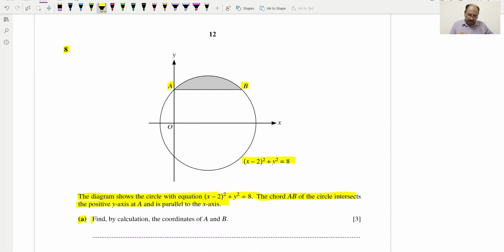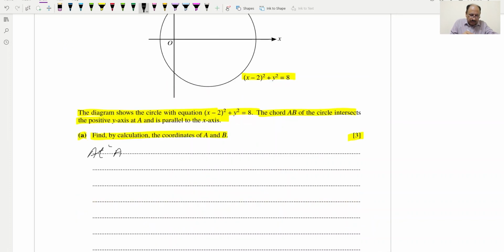For part A, find by calculation the coordinates of A and B. This is a 3 marks question. We need to find the coordinates of A and B. At A, we know x is equal to 0, because A is on the y-axis. So we can write here at A, x is equal to 0.